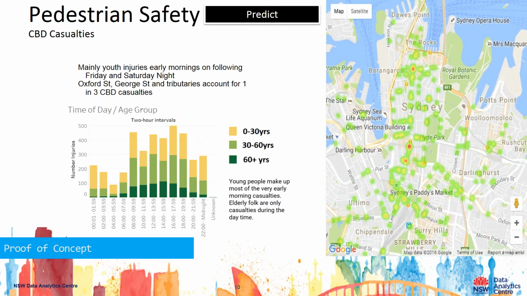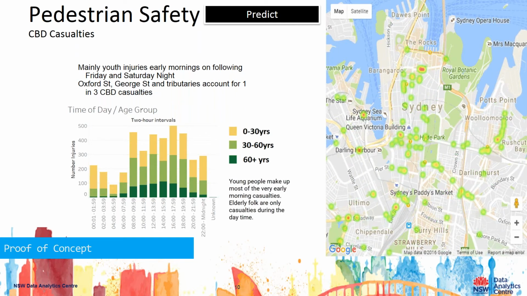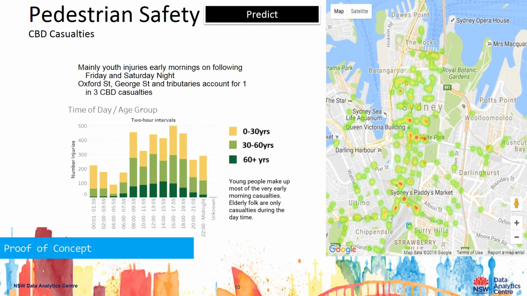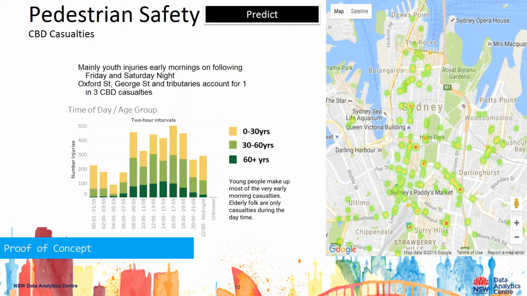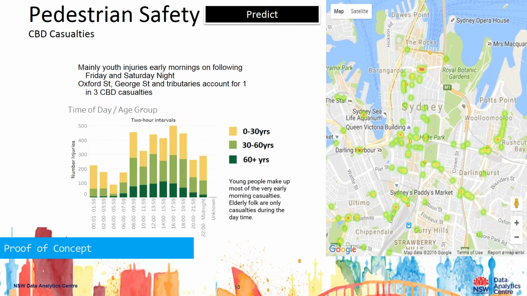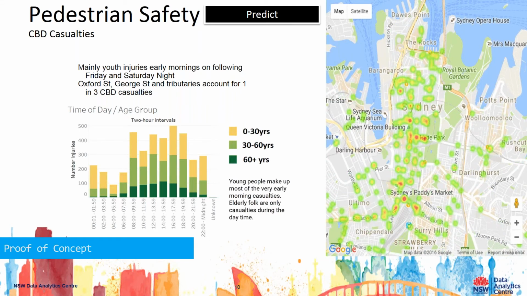So we said, can we predict the factors of risk for pedestrians? What are the temporal and spatial factors of risk? So for every square metre of Sydney, for every hour of the day, what are the irreducible factors of risk? And can we overlay on top of that the journey of a child going to school, someone going to work, someone coming home from work, someone going for a Friday night out?